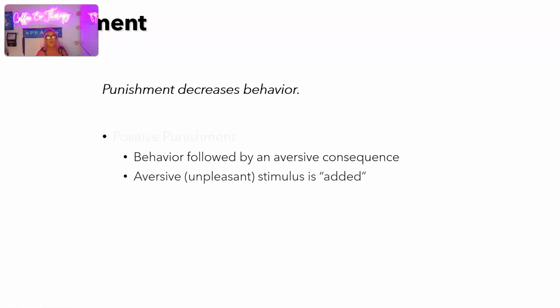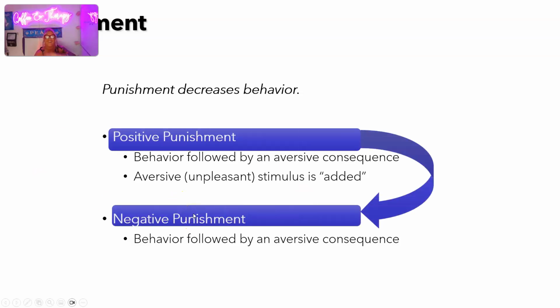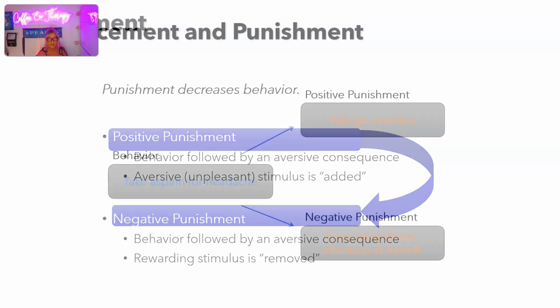All right, now let's talk about punishment. Punishment decreases behavior. So we've got positive punishment: behavior followed by an aversive consequence. It's very light right here. I forgot to darken that up. So behavior followed by an aversive consequence. Aversive is an unpleasant stimulus that is added. So this negative thing is added. Negative punishment, it's dark there. Oh, that's why, because I put it in there. All right, so the negative punishment: behavior followed by the removal of a rewarding stimulus.